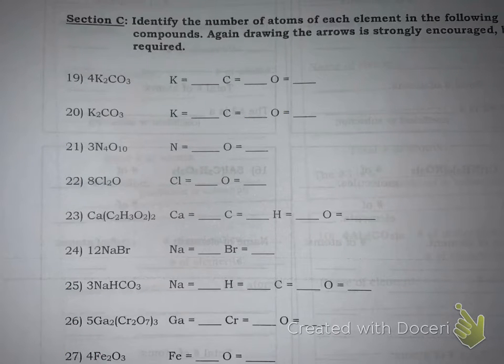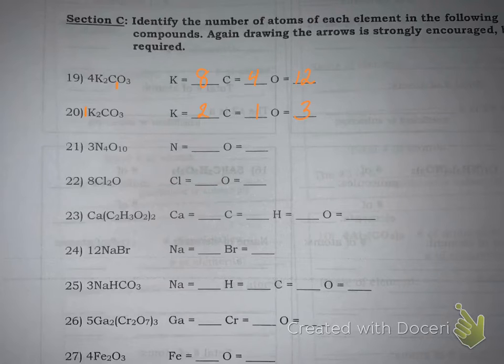Now, let's take a look at section C. Now, how many Ks are there? 4 times 2 gives me 8. C, 4 times 1 gives me 4. And then O's, 4 times 3 is 12. Let's look at the next one, number 20, K. There's a coefficient of 1 in the front. 1 times 2 is 2 K's, 1 C, and 3 O's.